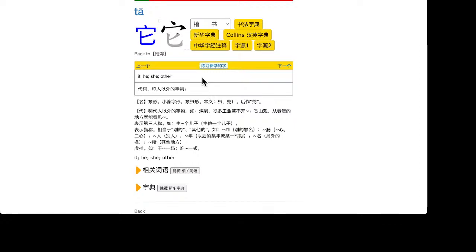But later it means it. Okay, it means it. So it refers to anything that is not human. Now another use of this character is to mean other. Just anything that is other. So you can use this 他 to refer to other things, other people, another year, another thing. You can use it for all of those. Okay.